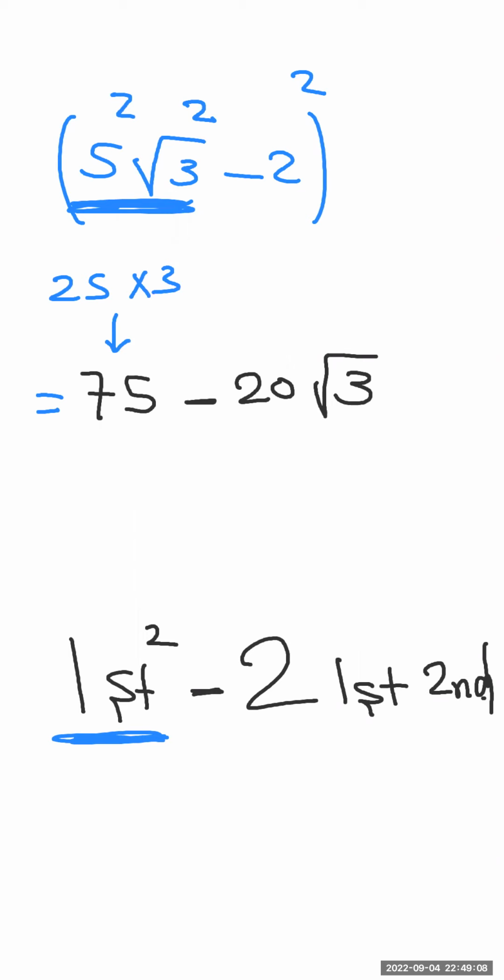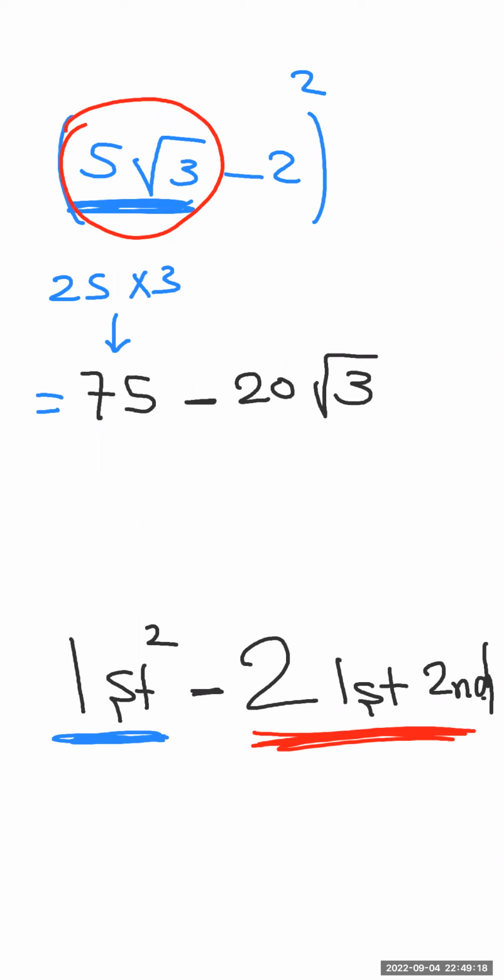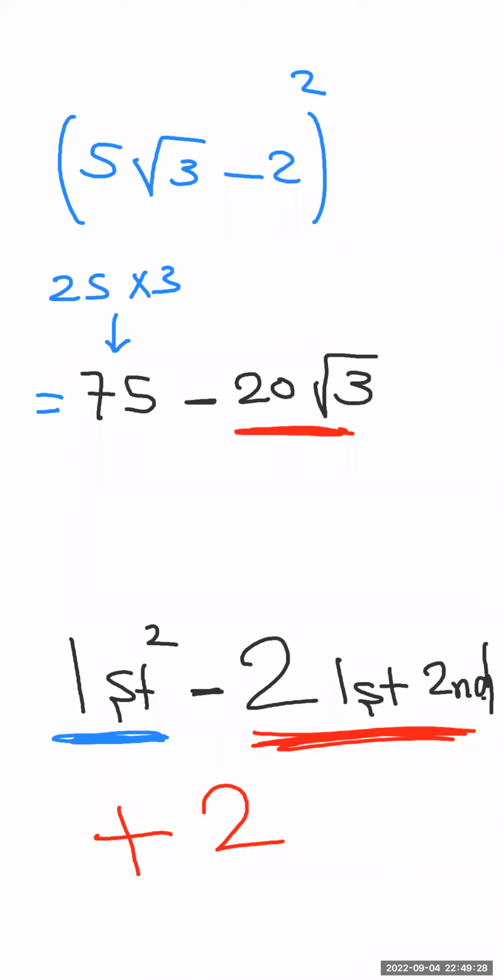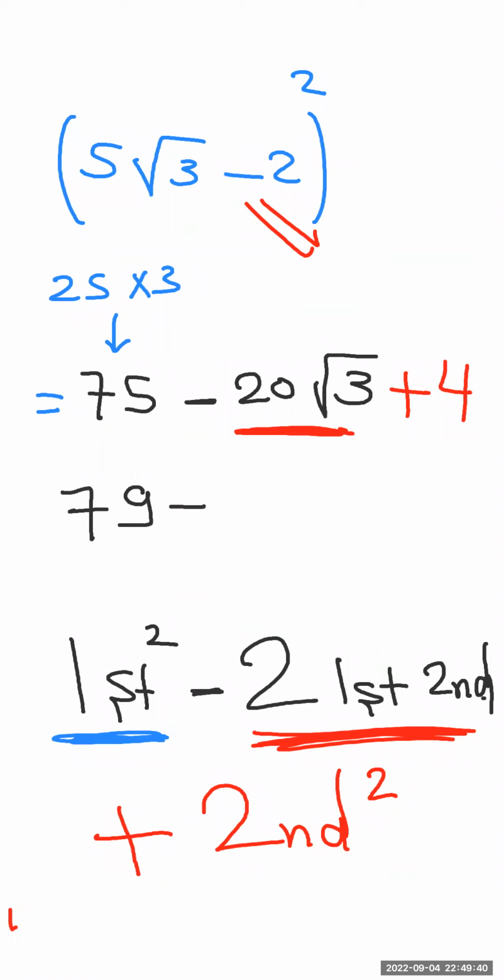Okay, minus 2 times the first times the second. 2 times this one, 10 square root of 3, times this one, 20 square root of 3. Correct? Plus second squared. So 2 squared means plus 4. Now simplify the like terms. 75 plus 4 is 79, minus 20 square root of 3. I'm done.